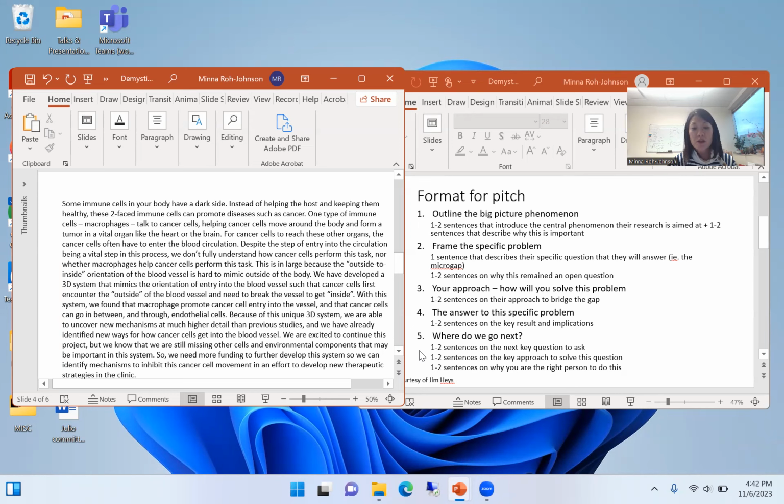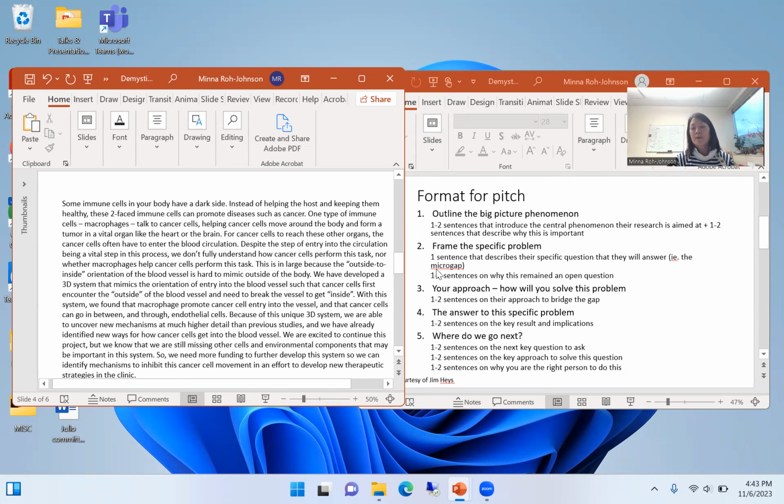So this, where do we go next, is specific to the goals of this elevator pitch, which is to first say, yeah, we have this really unique approach. With this approach, we've already identified new mechanisms of how cancer cells get into the vasculature, but we're not done yet. We need more support so we can continue these studies because we know that we're missing other components. We need to expand out this 3D system further. And this is the reason why I include this in my elevator pitch, because I have remembered who is my target audience. It's a venture capitalist.